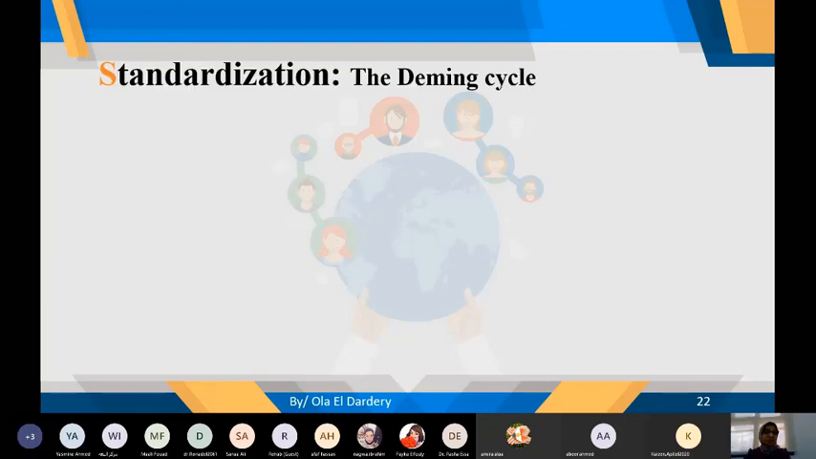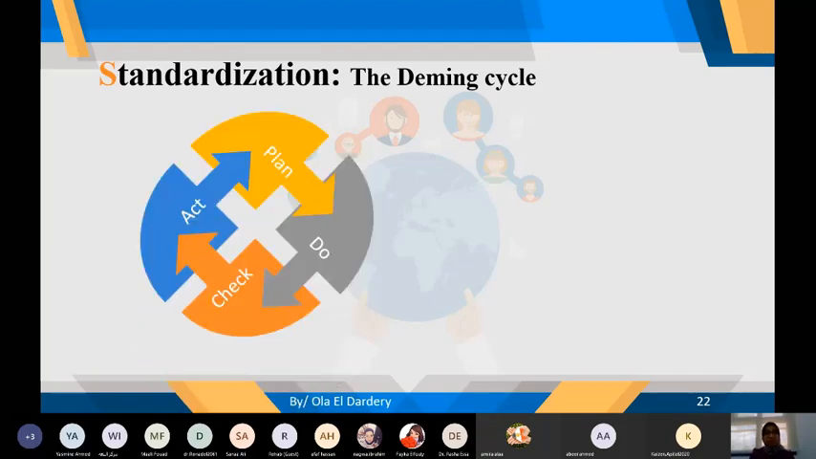Standardization. We said that this is very crucial: once we reach a specific target, after that we have to focus on standardizing this process. What does standardization mainly mean? It's mainly built on what we call the Deming cycle. This refers to Professor Edward Deming. It's a person's name, and lots of people know the Deming cycle. This is the plan, do, check, act cycle, and then followed by standardization.